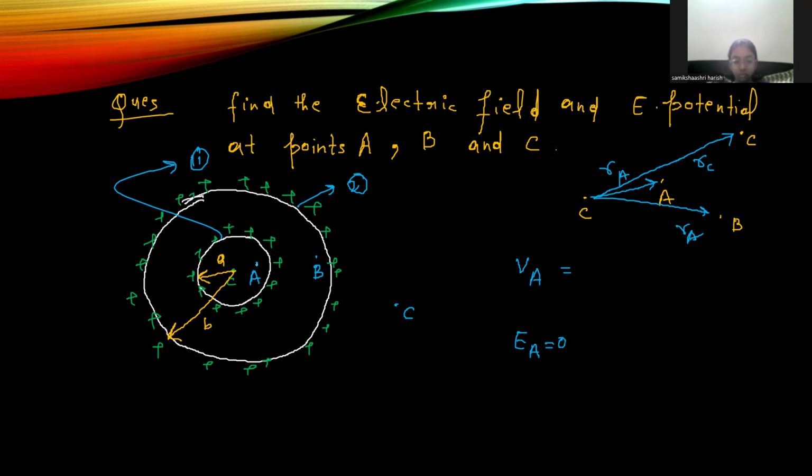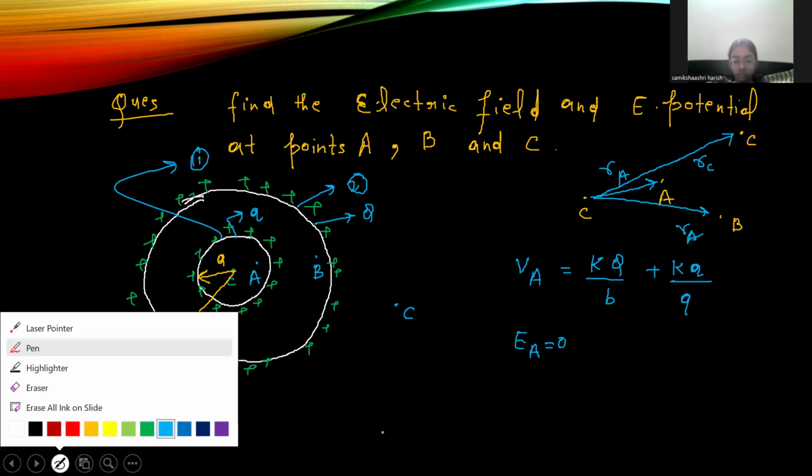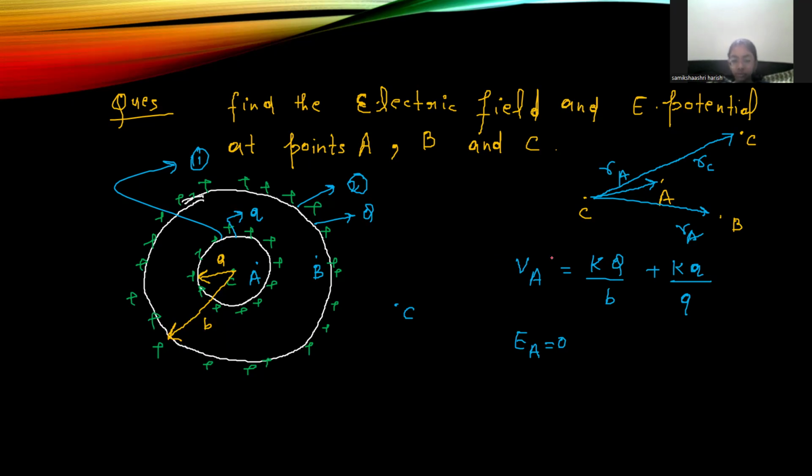Potential at A will be what? Since this point A is lying inside sphere 2, I'm assuming that here the charge is Q, and here the charge is small q on this sphere. So KQ by B plus Kq by A. Understood? Any doubt in this?